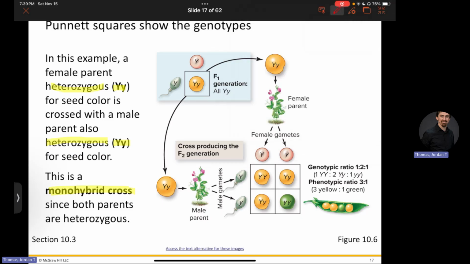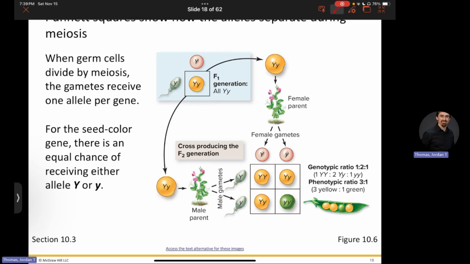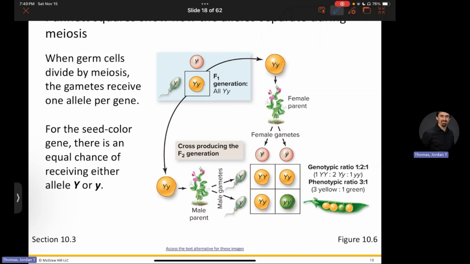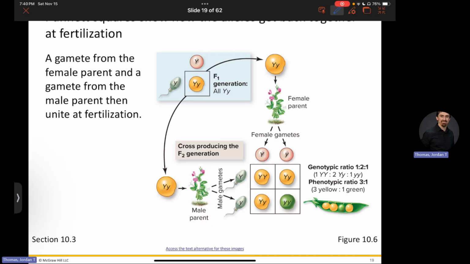I do want you to know what a monohybrid cross is. A monohybrid cross is when you cross heterozygous parents. Both parents have mixed alleles. Punnett squares show how alleles separate during meiosis, and that's kind of what I got to earlier. When germ cells divide by meiosis, the gametes receive one allele per gene. With this example, we get one allele per gamete. For seed color, there's an equal chance of receiving either a big Y or a little y from both parents.